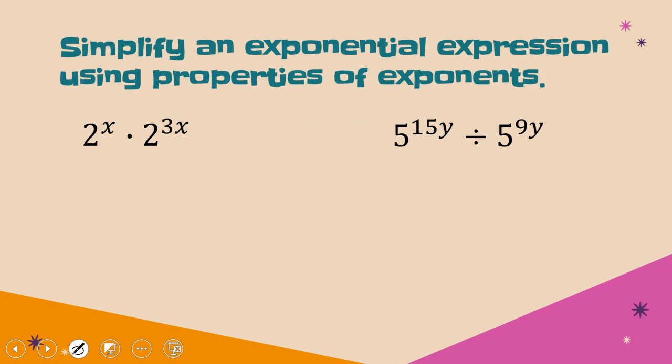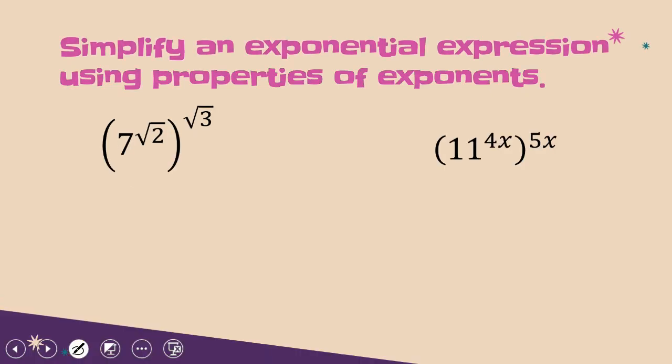When we talk about simplifying an exponential expression, we use our properties of exponents. So remember that when we are multiplying, we add our exponents. So 2 to the x power times 2 to the 3x power becomes 2 to the 4x power. X plus 3x is 4x. Our second rule tells us that when we're dividing, we subtract the exponents. So 5 to the 15y divided by 5 to the 9y becomes 5 to the 6y. 15y minus 9y is 6y.